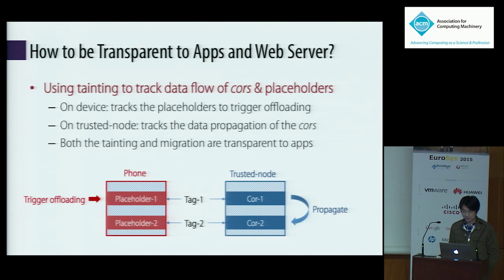In order to be transparent to applications and web servers, we use tainting to track the data flow of cores and placeholders. On the device, we track the placeholders in order to trigger offloading. And on the trusted node, we track the data propagation of the cores. Both the tainting and migration are transparent to applications.